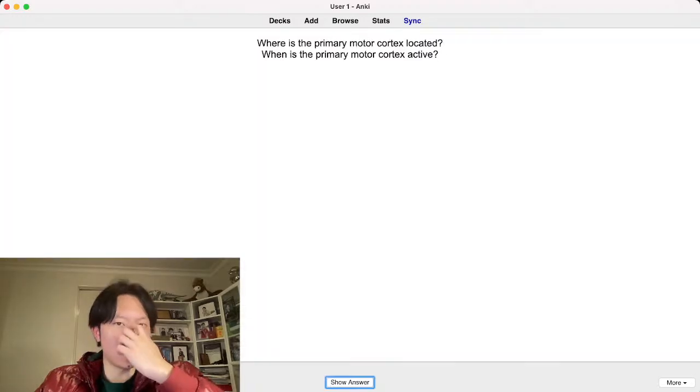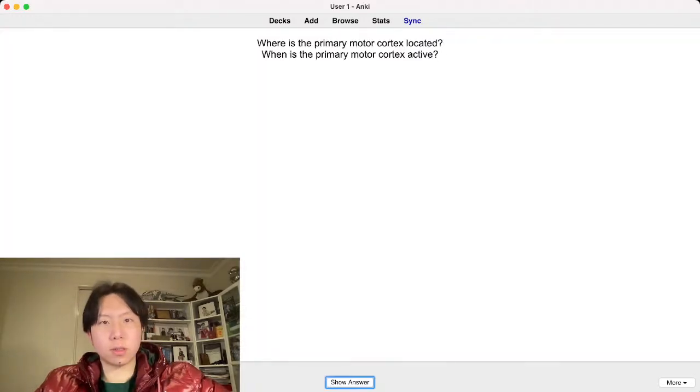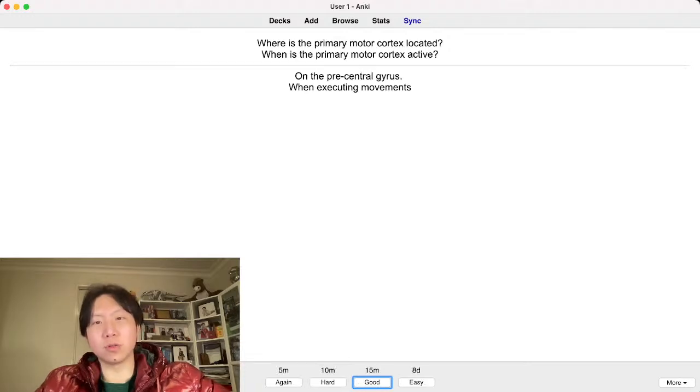Where is the primary motor cortex located? In your brain. When is it active? Whenever you have to move. Precentral. Oh, precentral gyrus. Yeah.